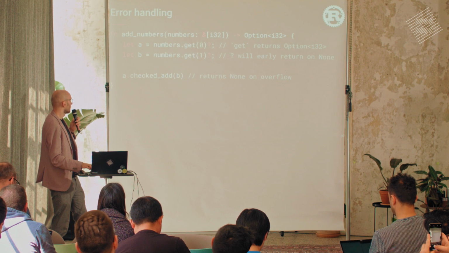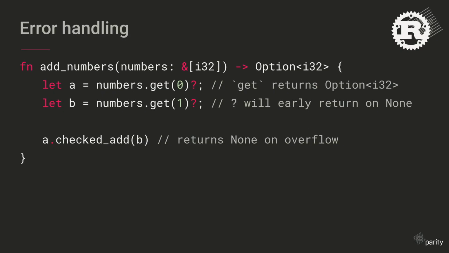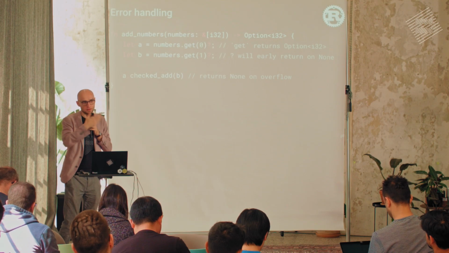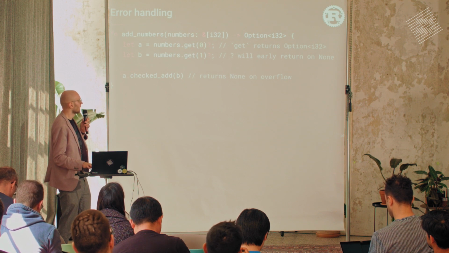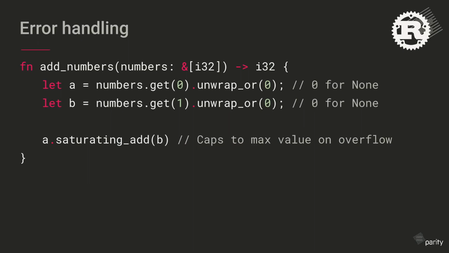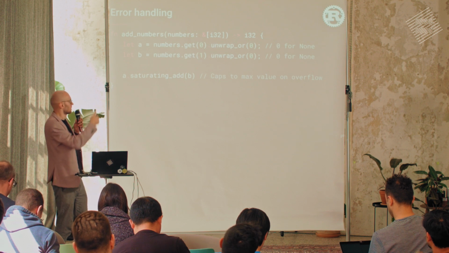And then at the end, I can also do a checked add, where if the numbers are too large and there would be an overflow, then I also just get None, and that's fine. Another way to do it, if I really want to return a number and don't want to deal with options later on, is to also use get, but then use unwrap_or to get a default value. So if there is a length and there are two numbers, then I get those numbers. If they aren't there, then I just get zeros for them.